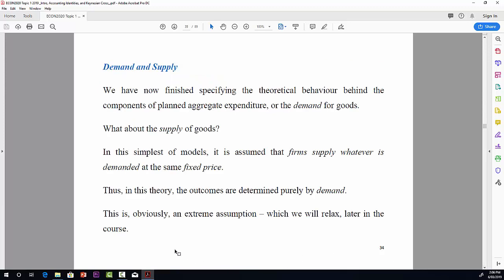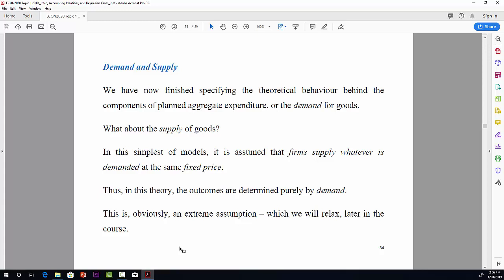All right. Now, let's just talk a little bit about demand and supply. We've just finished specifying the behavior behind all of those components, C and I and G, for the demand for goods. What about supply? Now, in this really, really simple Keynesian cross model, it's assumed that firms are very, very simplistic. They just supply whatever is demanded at the same fixed price.